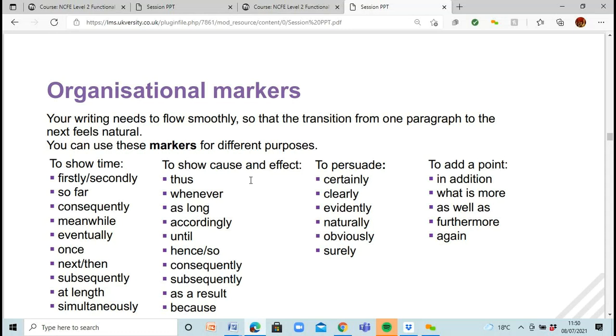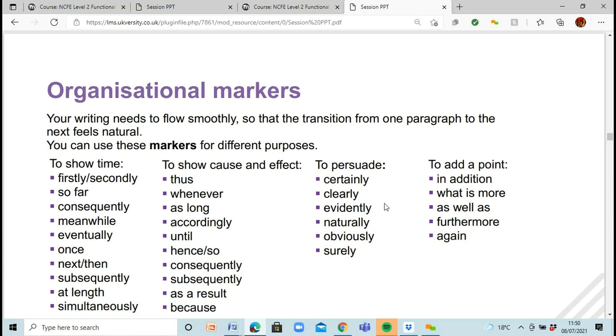This is to show a cause or an effect. So thus, whenever, as long as, accordingly, until, so, hence, consequently, subsequently, as a result, because. So you're saying something and you're saying because of this, this happened. So you say subsequently and you've joined two sentences together to show that because this happened, this was the effect of it. That was the cause of it.